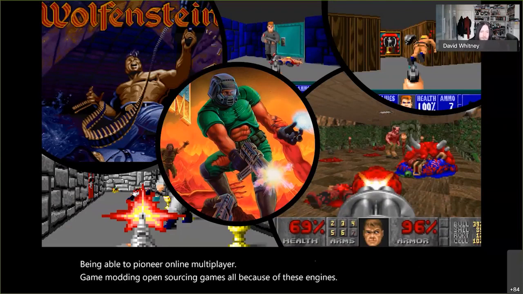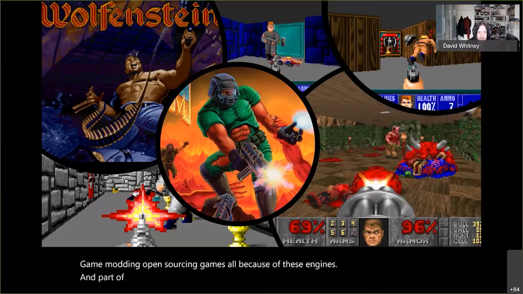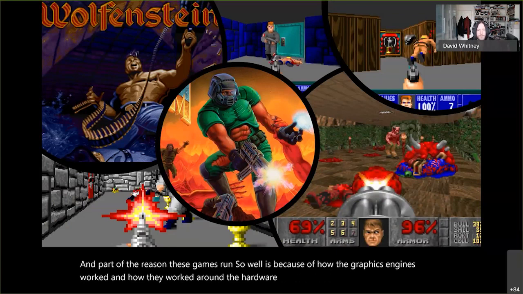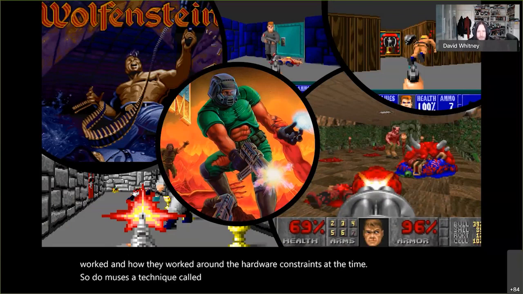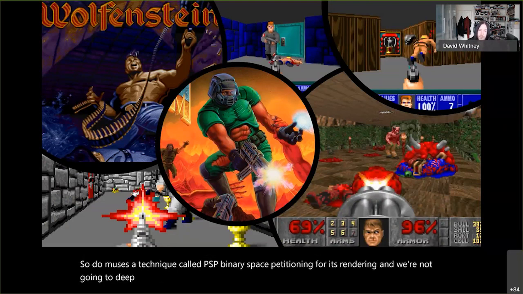And part of the reason these games ran so well is because of how their graphics engines worked and how they worked around the hardware constraints at the time. Doom uses a technique called BSP, binary space partitioning, for its rendering, and we're not going to deep dive into that here. What we're going to do is start with Wolfenstein 3D and take a look at how its 3D renderer works.